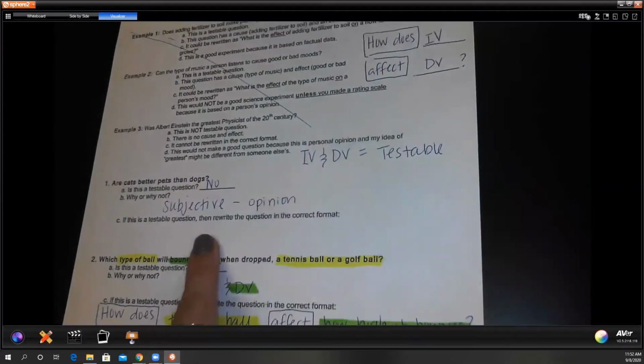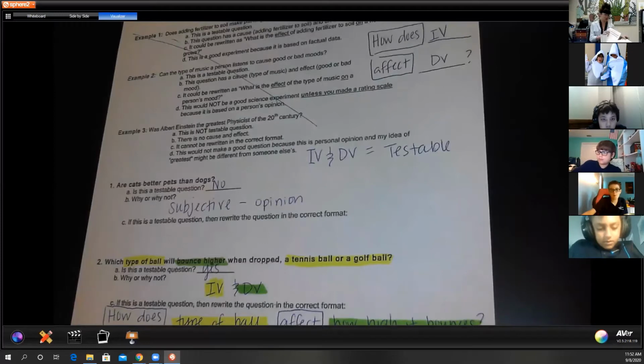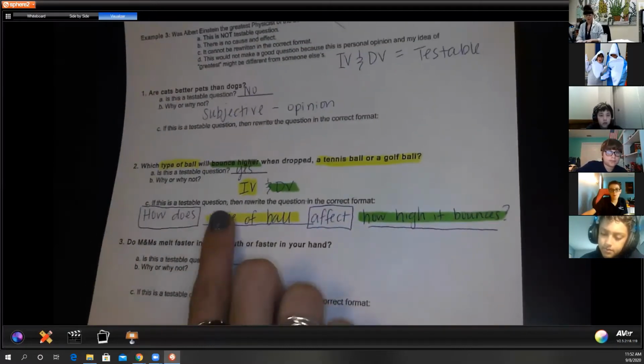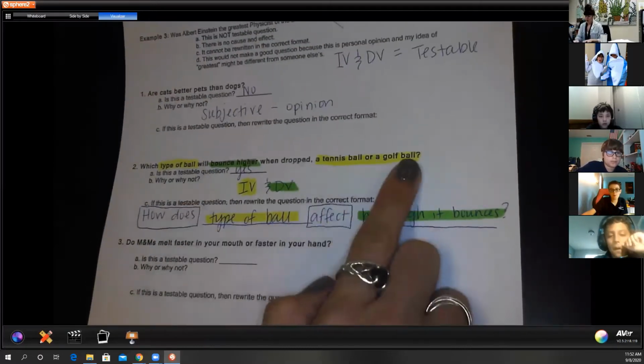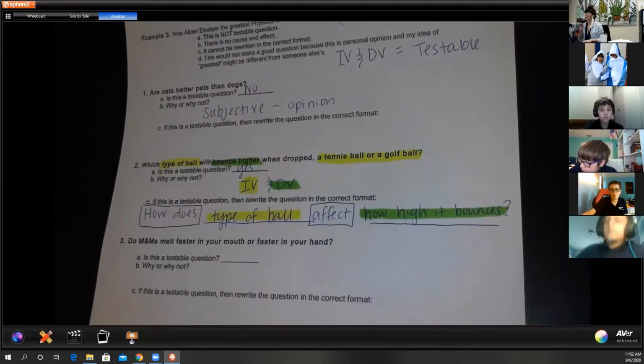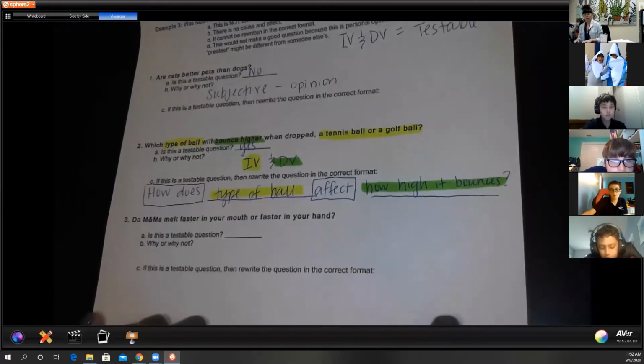We said that the first one is not able to be a testable question because it's an opinion and it's subjective, meaning that I can't measure your opinion in an experiment. No matter how hard I try, it will never be able to be an experiment. But the second one, I can change the type of ball, a tennis ball or a golf ball, and I can measure how high it bounces. Everybody follow me there? If we're still struggling with how to do testable questions, just identify your variables for right now. All right? What about the third one?